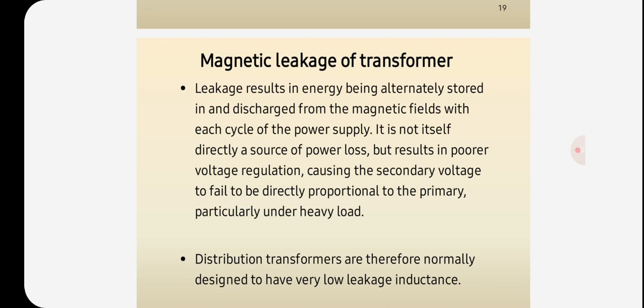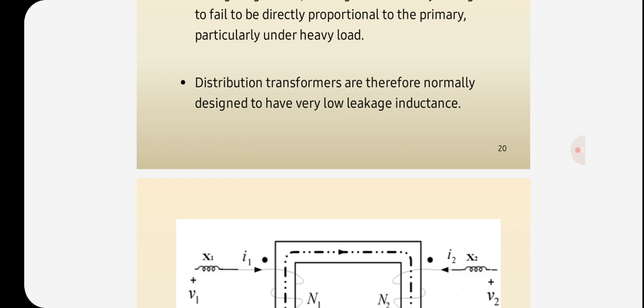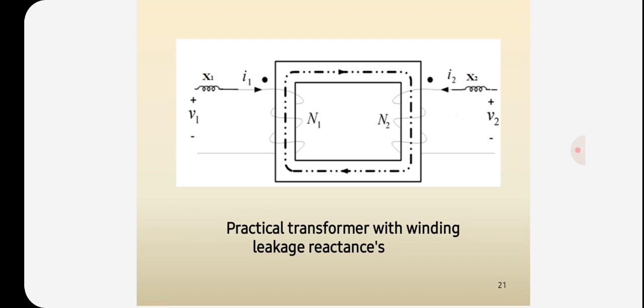Leakage results in energy being alternately stored in and discharged from the magnetic fields with each cycle of the power supply. It is not itself directly a source of power loss but results in poorer voltage regulation, causing the secondary voltage to fail to be directly proportional to the primary, particularly under heavy load. So distribution transformers are normally designed to have very low leakage inductance. So here is the practical transformer with winding leakage reactances. It has the X1 and X2 reactances.